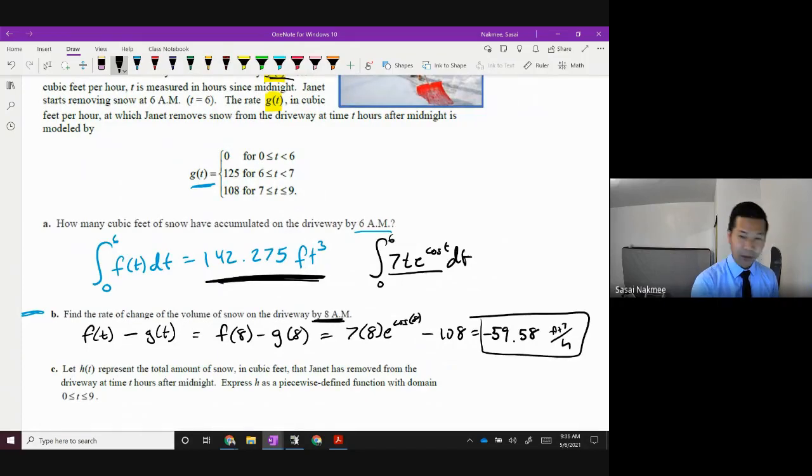What does that mean if my rate is negative? What is happening at 8 o'clock, knowing that the rate is negative? Anyone got any ideas? I'll give you a second to type that in. I'm going to plug in my fan real quick. Hold on.